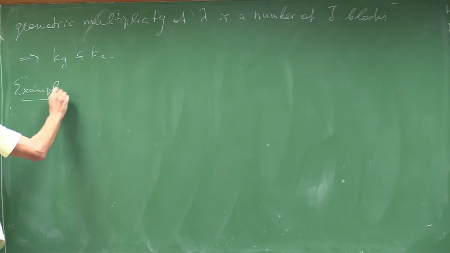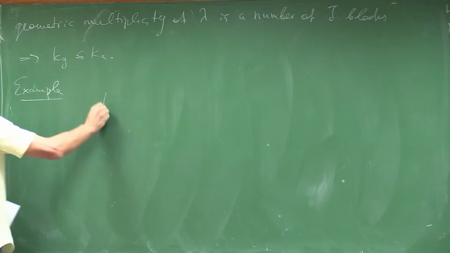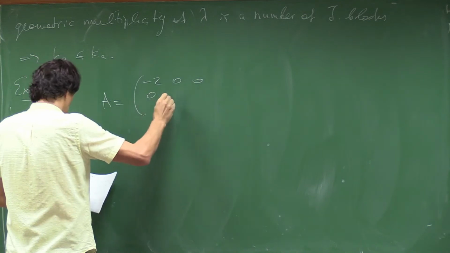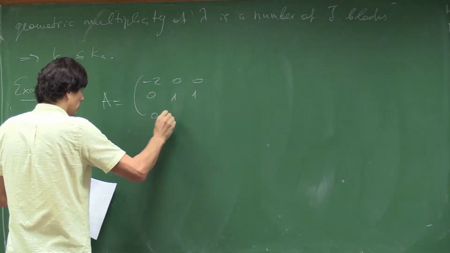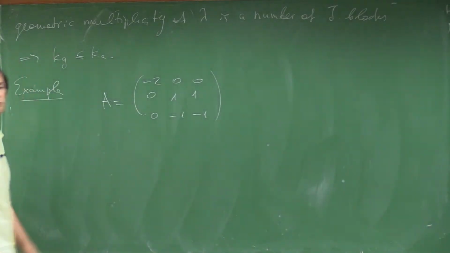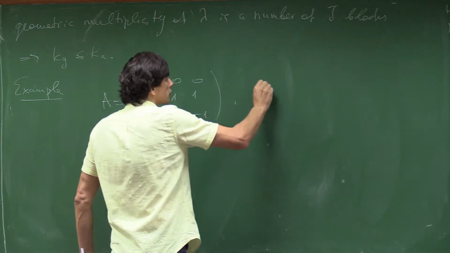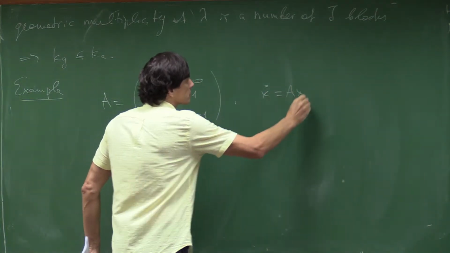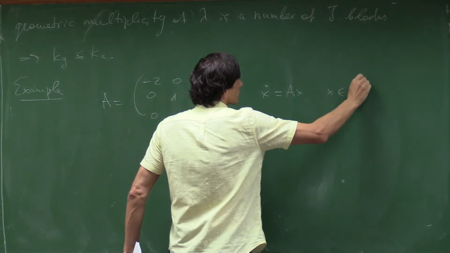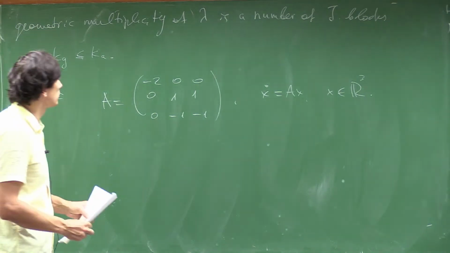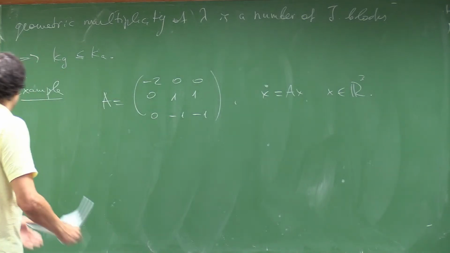Example. Let's work through the whole problem for the matrix A equal to minus 2, 0, 0, 1, 1. And let's solve this equation, x dot equals A x, where x is 3-dimensional. Okay, so how do you proceed? First, find the eigenvalues.